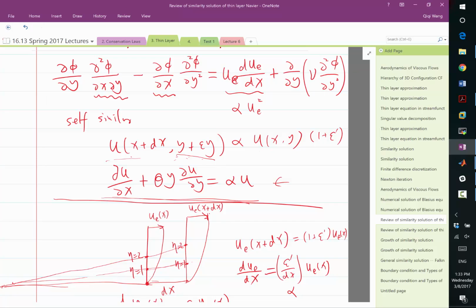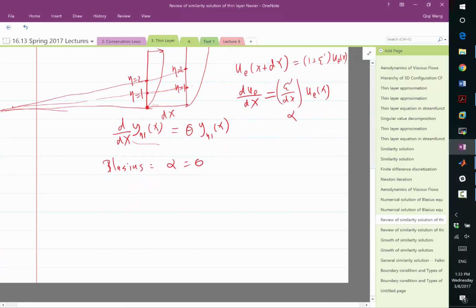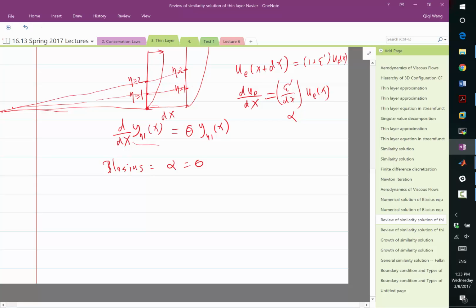That's something we did on Friday before last week. Okay, so we got the equation in y, and that equation looks like that. So the Blasius equation before the non-dimensionalization looks like this.